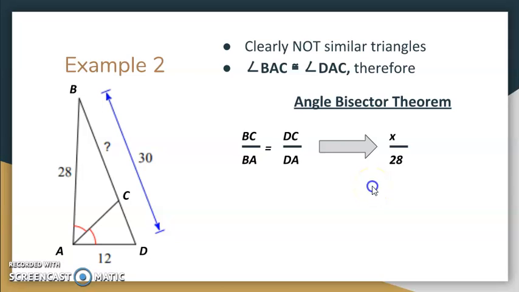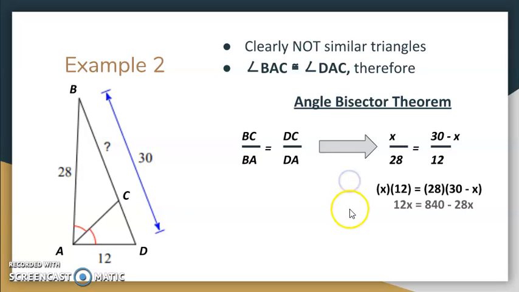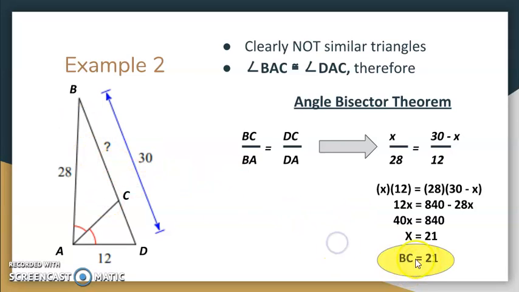Substituting values in, my question mark is going to represent my x, so that's x over 28, proportional to, and here's where I had to look a little bit. CD is unknown, but so is BC. But since we called BC x, I know that 30 minus that x will give me the value of CD, so I put 30 minus x there. Now it's just algebra. I cross multiply, then use the distributive property, and continuing to solve, I find that x is equal to 21. Since BC was the question mark, BC is also 21.